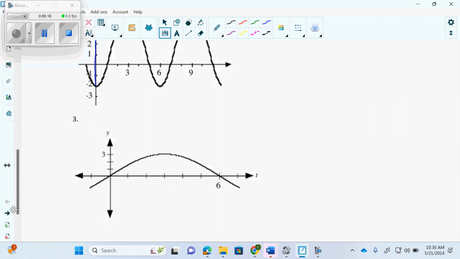Okay, for this one we need a little bit more information. So we have a maximum at 3, 6. Then they also have to tell us we have a minimum.